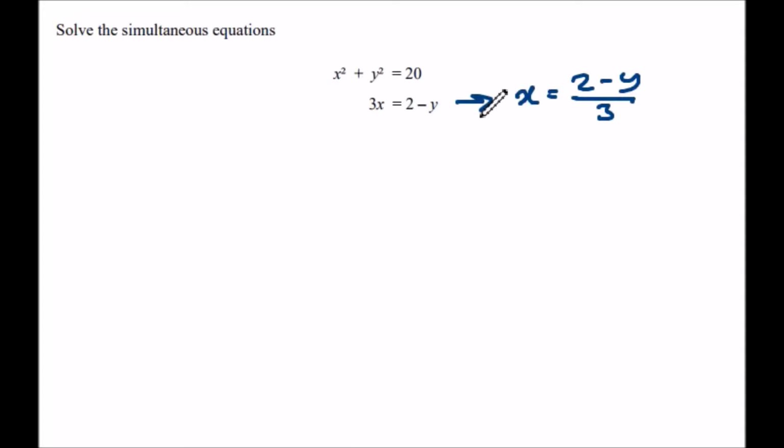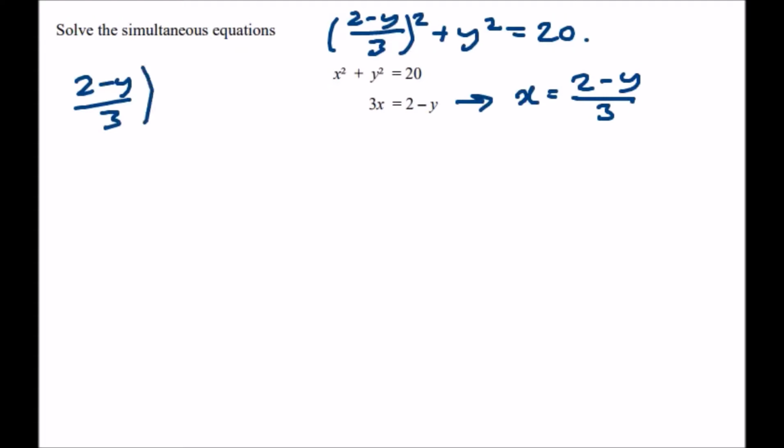So let's do that. So x squared is going to be all of this term squared. So we're going to have (2 minus y over 3) all squared plus y squared equals 20. Now, just like all quadratic equations, when you have a square, you have two lots of these. So we're going to have, according to the problem, (2 minus y over 3) times (2 minus y over 3).